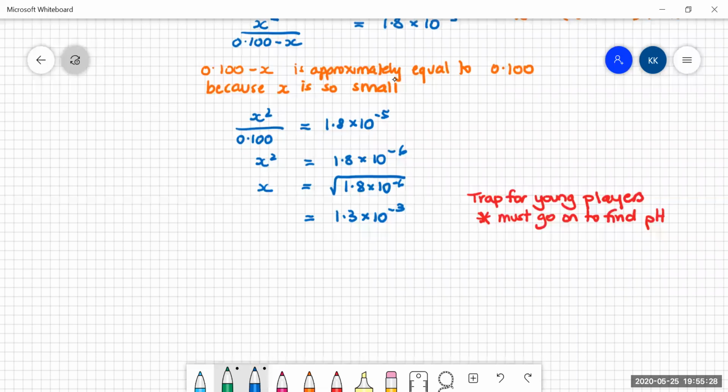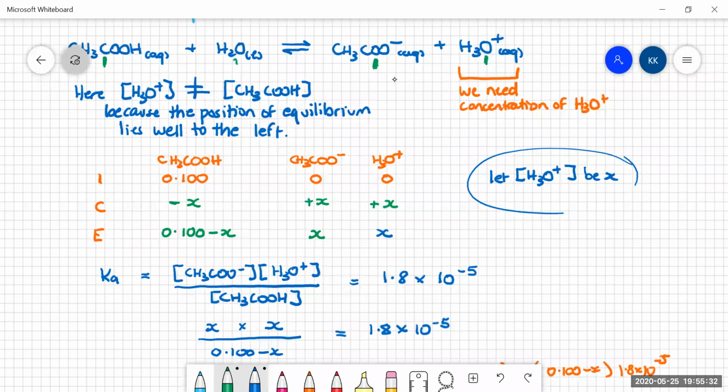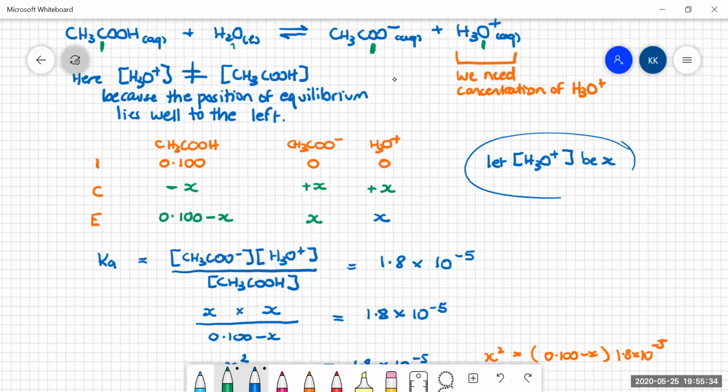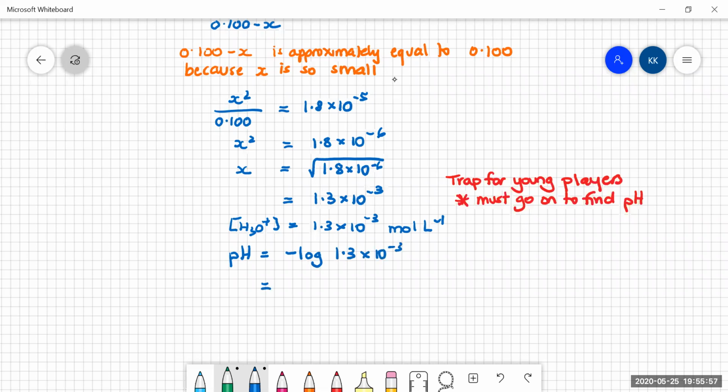x was the concentration of H3O+. So what we found here is the concentration of H3O+ is 1.3 times 10 to the minus 3. And that will, of course, be in moles per litre. So we need to now, for pH, take minus the log of that. And your pH comes out to be 2.9.